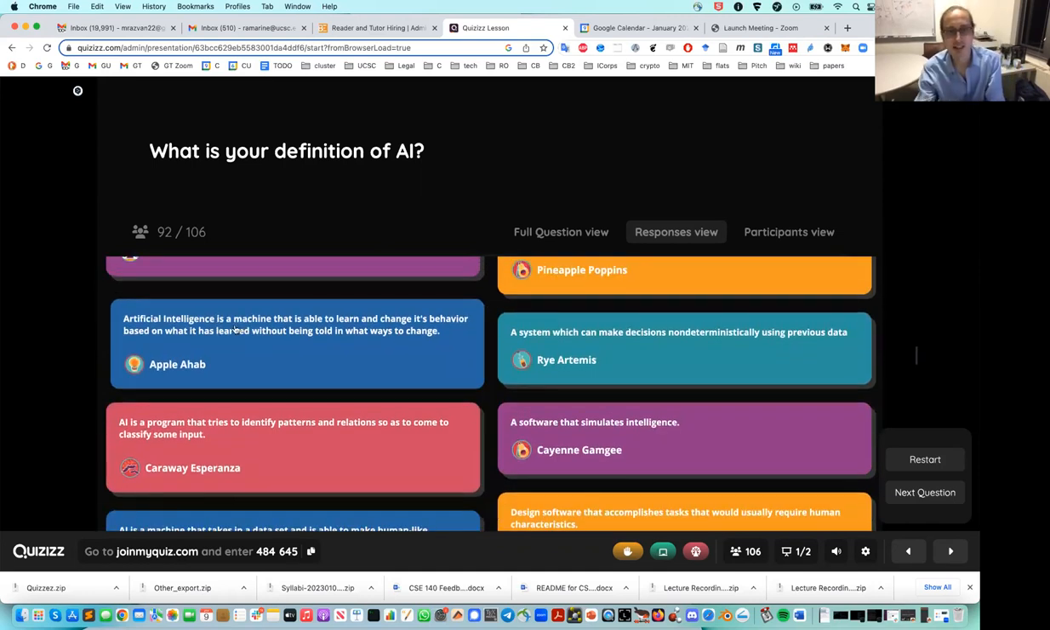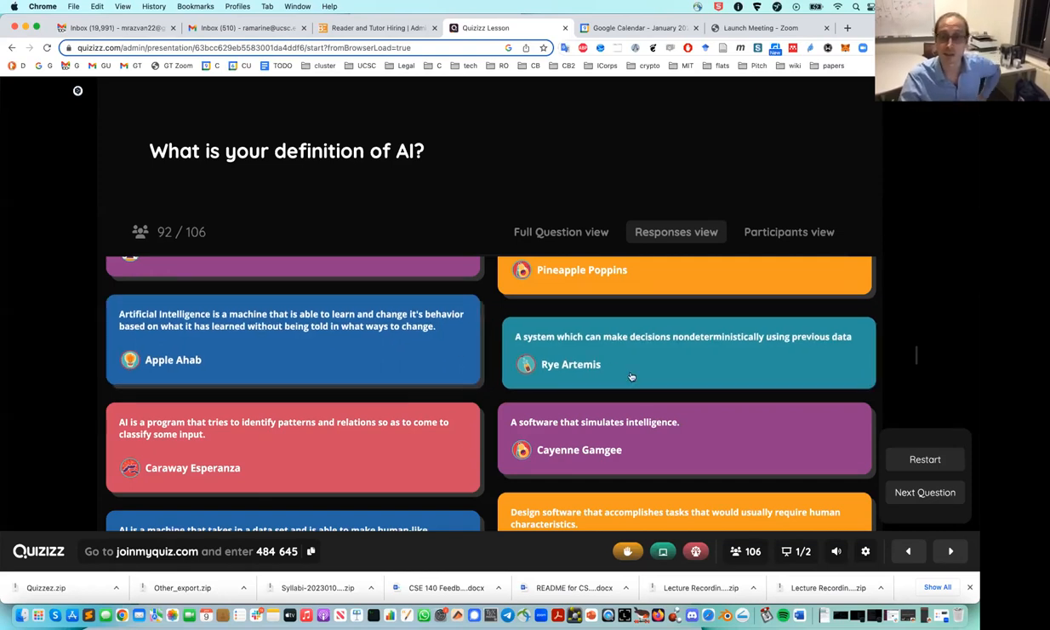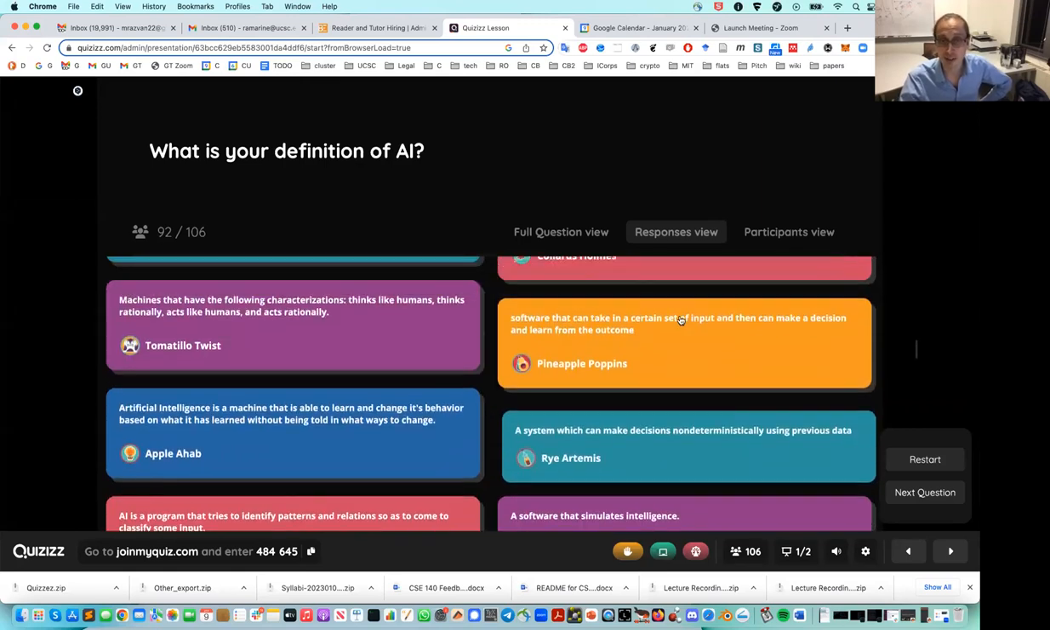Artificial intelligence is a machine that is able to learn and change its behavior based on what it has learned, without being told in what ways to change. So that's really interesting. It's making a good point. It's talking about the learning process, and how it can keep on learning and change its behavior without being told. These are really good answers.